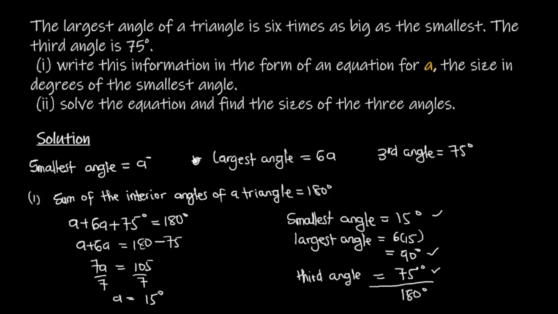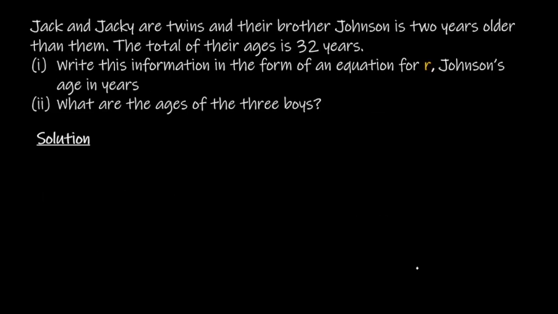Alright, so let's proceed to look at the second example. We have Jack and Jackie are twins, and their brother Johnson is 2 years older than them. The total of their ages is 32. Write this information in the form of an equation for R, Johnson's age in years. What are the ages of the 3 brothers or the boys?